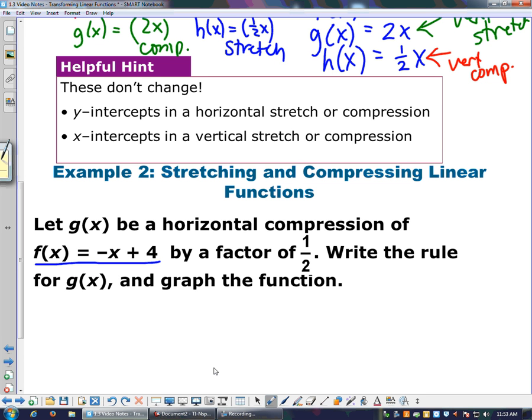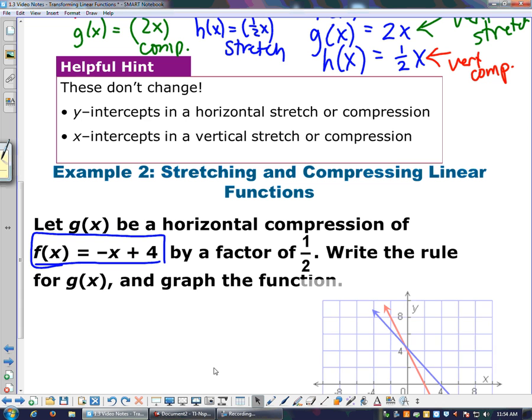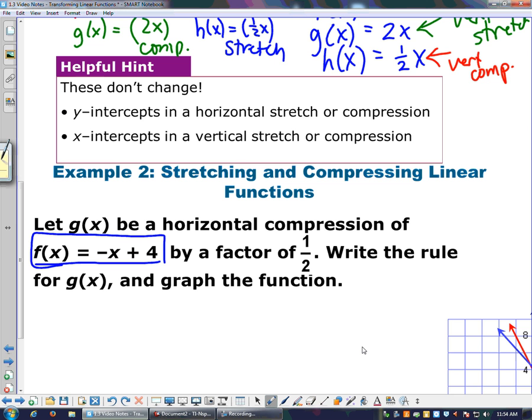Example 2, stretching and compressing linear functions. Let g of x be a horizontal compression of f of x equaling negative x plus 4. So we're using this function as our original function, and we want to have a horizontal compression by a factor of 1/2.